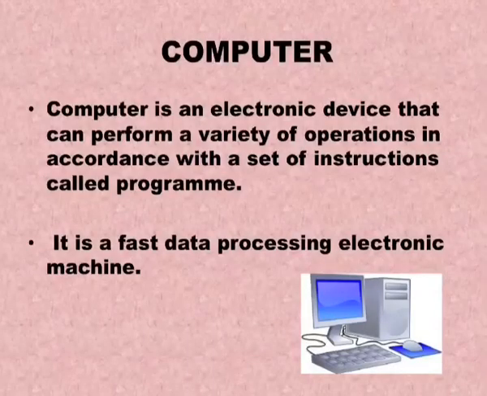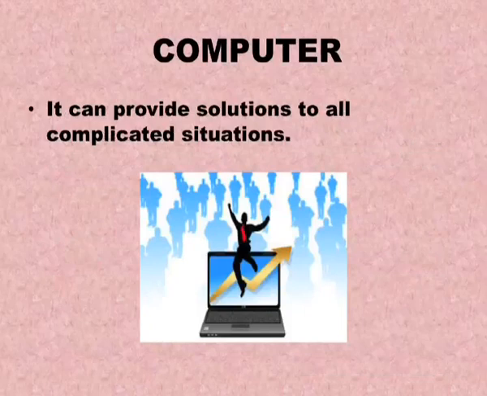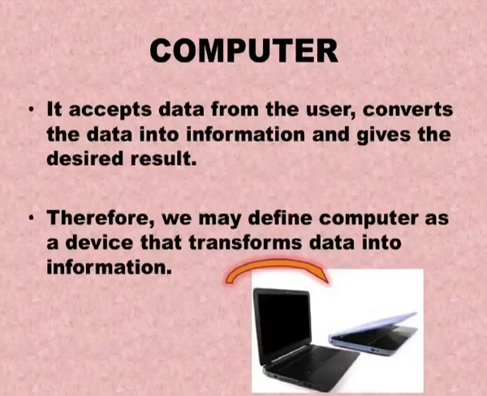A computer is an electronic device that can perform a variety of operations in accordance with a set of instructions called a program. It is a fast data processing electronic machine. It can provide solutions to all complicated situations. It accepts data from the user, converts the data into information and gives the desired result. Therefore, we may define a computer as a device that transforms data into information.